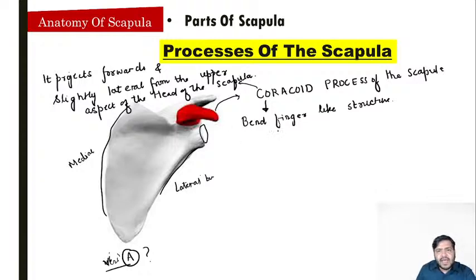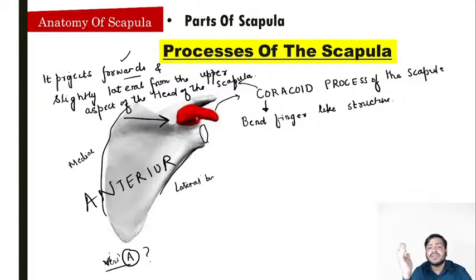Remember guys that the coracoid process basically projects forward, that's why it is on the anterior surface. I'm telling you it is projecting forwards and slightly lateral, on the lateral side, see for yourself, because you can see it just above the glenoid cavity and from the head of the scapula. So the coracoid process is somewhat located laterally, on the lateral side of the body, and ultimately it is just projecting forward.